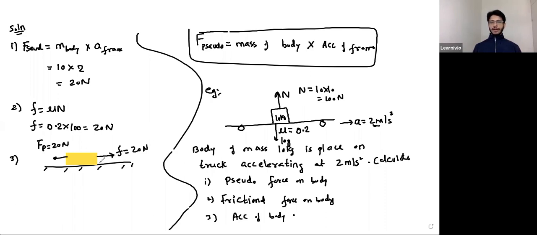Yes, Noor, can you guess the acceleration now? Yeah, it should be zero. Both the forces are equal and opposite. So the net force acting on the body is zero, so the acceleration of the body is zero. So this is how we solve problems on pseudo force along with friction.